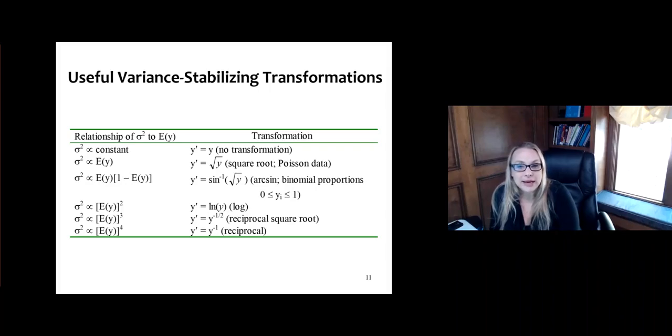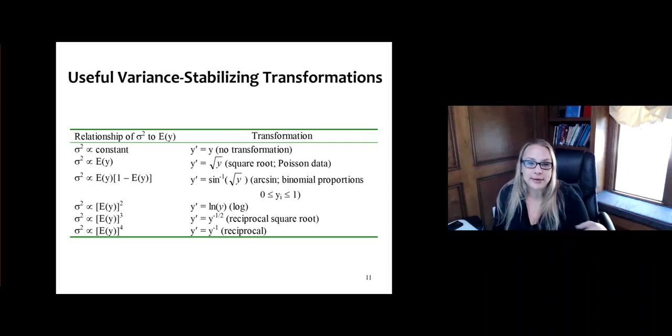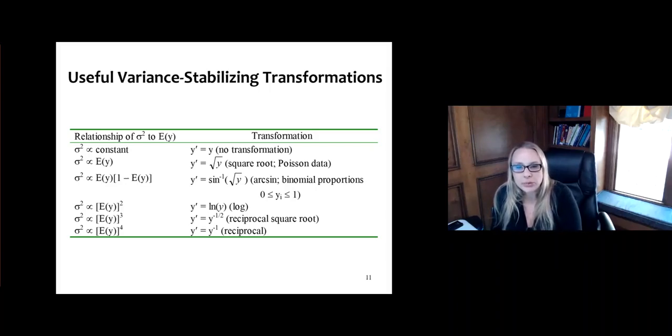Remember, Poisson data is typically attributed to count data. So how many children someone has will follow a Poisson distribution. If the variance is equal to your expected value of y times 1 minus your expected value of y, typically the arcsine would be a good transformation.